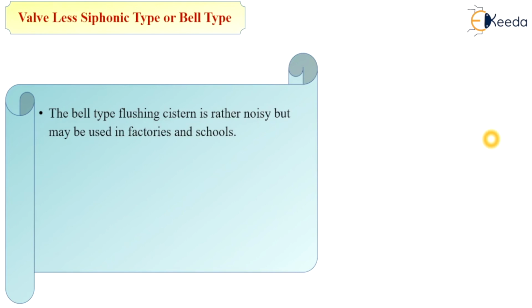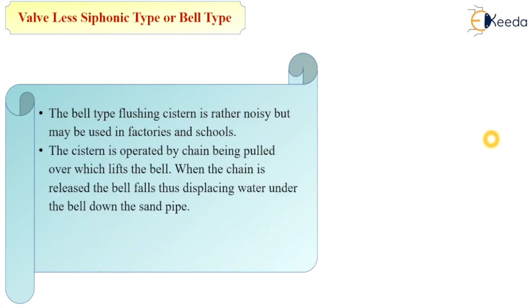The bell type flushing system is rather noisy but may be used in factories and schools. The system is operated by a chain being pulled over to lift the bell. When the chain is released, the bell falls, thus displacing water under the bell down the standpipe. Siphonic action is then created which empties the system.